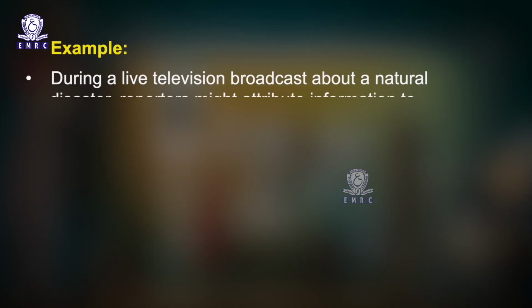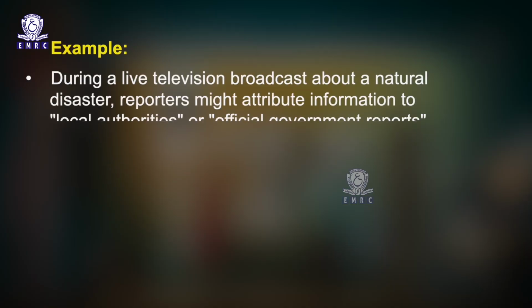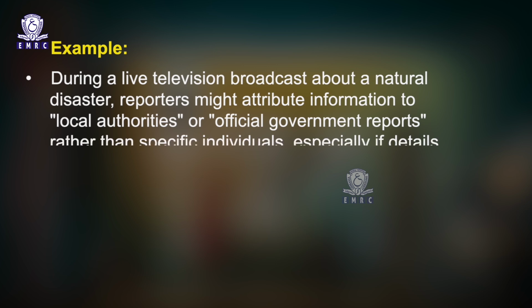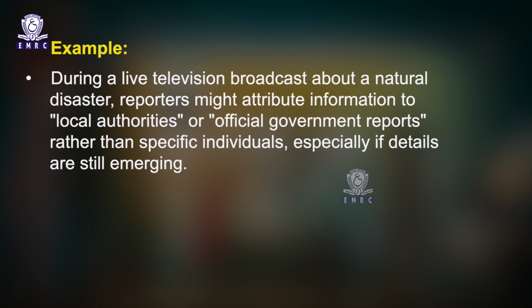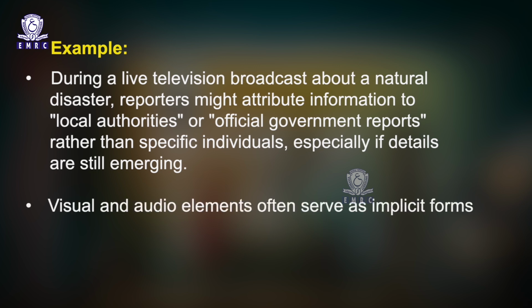In electronic media, attribution is equally important, but can be more challenging due to time constraints and the dynamic nature of live reporting. Let's take an example. During a live television broadcast about a natural disaster, a reporter may attribute information to the local authorities or official government reports rather than specific individuals, especially if details are still emerging. Visuals and audio elements often serve as an implicit form of attribution. For instance, video footage from a government press conference acts as an attribution to the speaker.